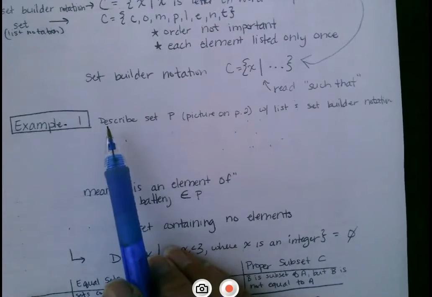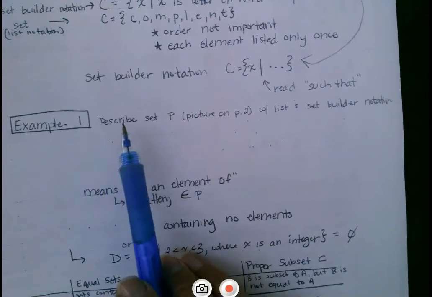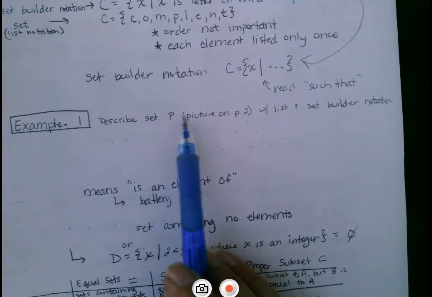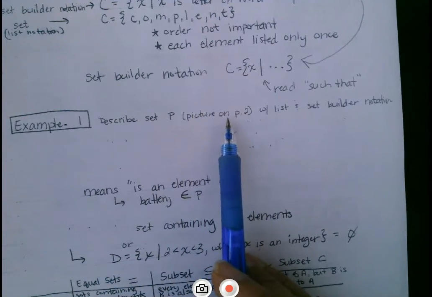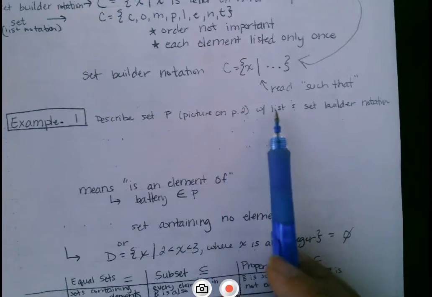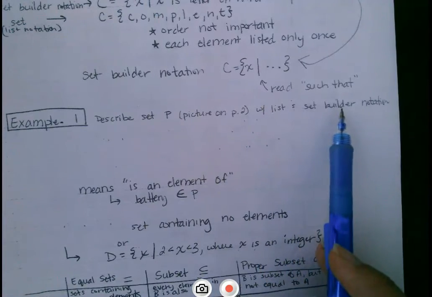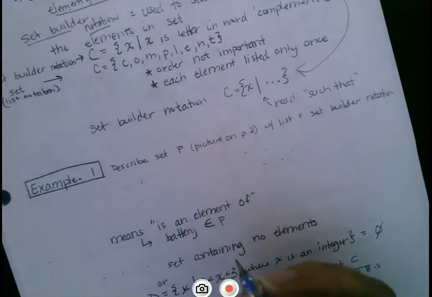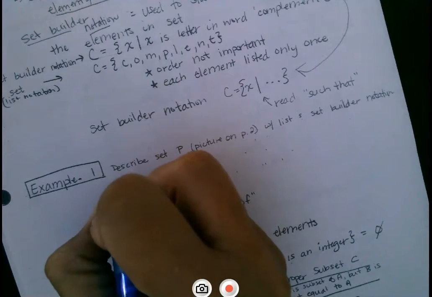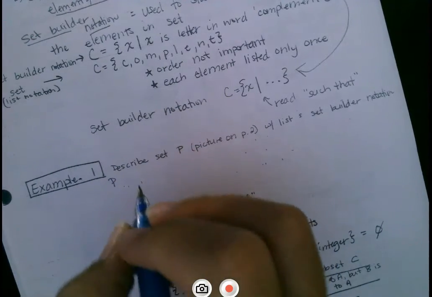We're going to do one in practice. Example 1, describe set P. It's a picture on page 2. You're going to need to turn to page 2 in your book because I couldn't copy the picture. With list and set builder notation. So let's do the list first.